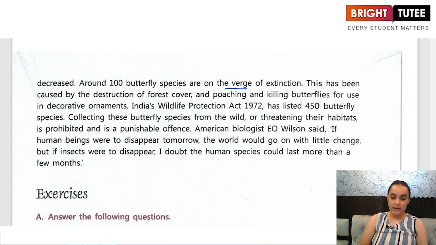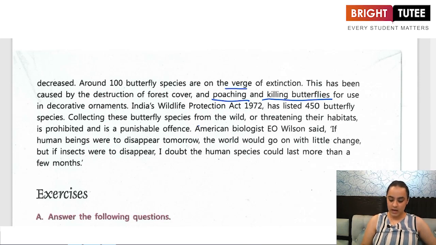This has been caused by the destruction of forest cover, poaching, hunting, and killing butterflies for using them as decorative items. India's Wildlife Protection Act 1972 has listed 450 butterfly species. Collecting these butterfly species from the wild or threatening their habitats is prohibited and is a punishable offense. So, according to this Act, neither can you collect a butterfly nor can you destroy its habitat.